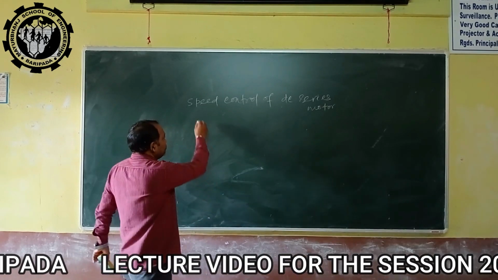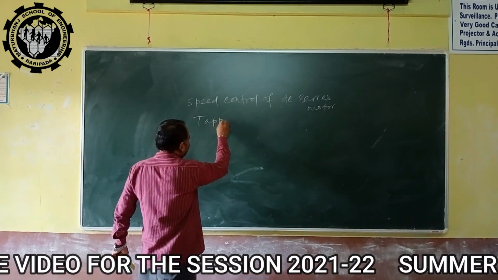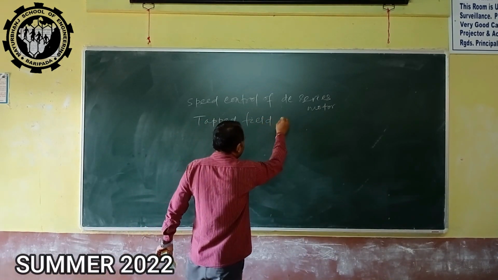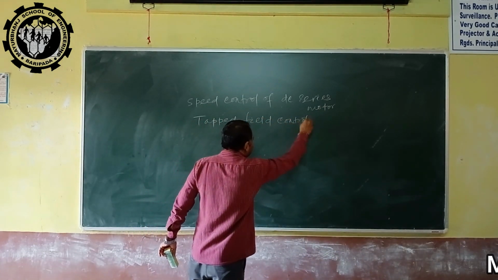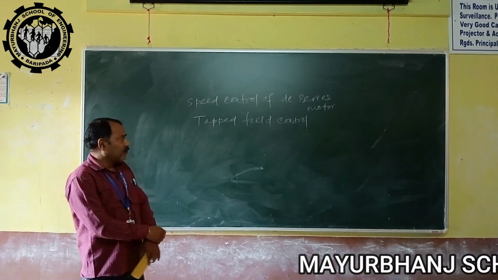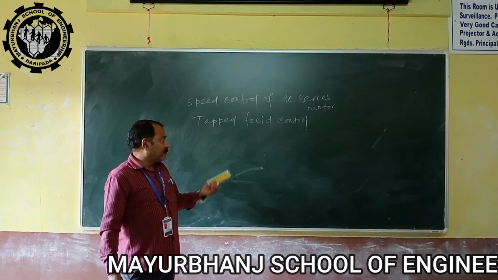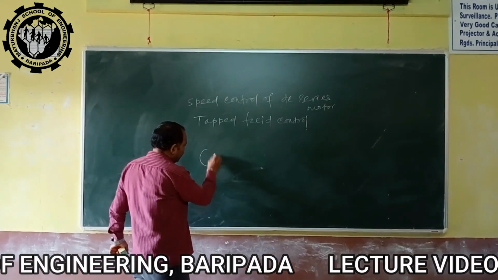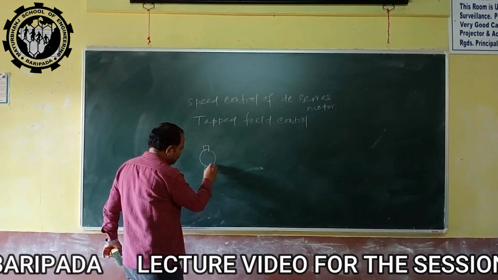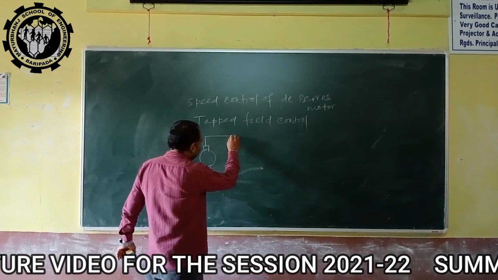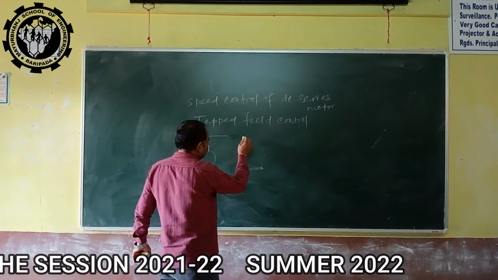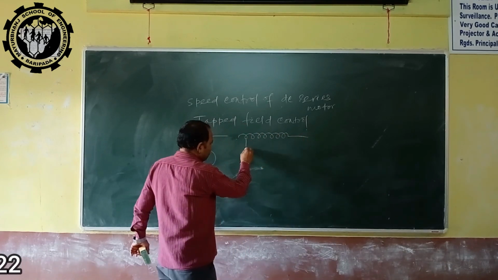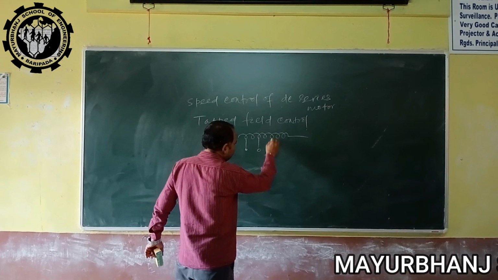So that is known as tapped field control. So tapped field control means we will have to bring some tappings from the field circuit. So that means this is your armature. Then the field circuit will be given like this. So tappings will be taken out here.